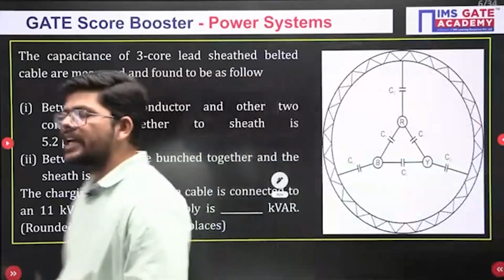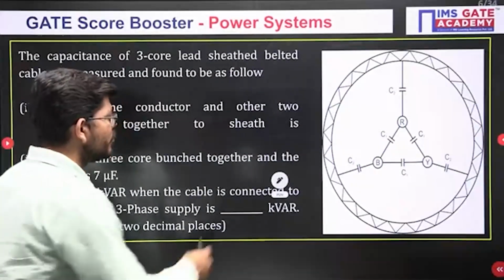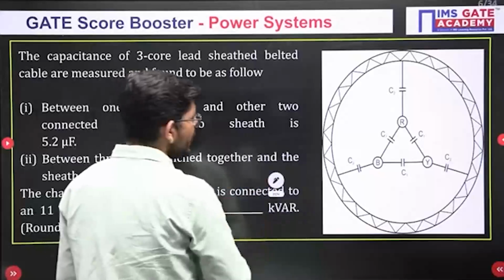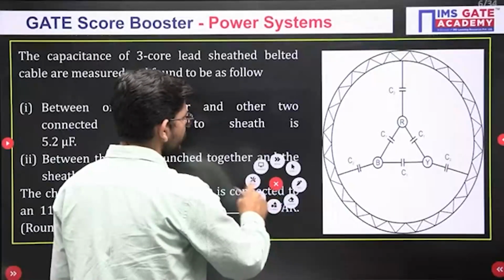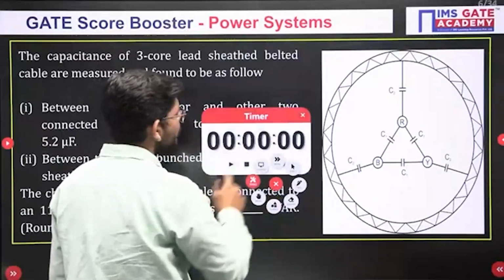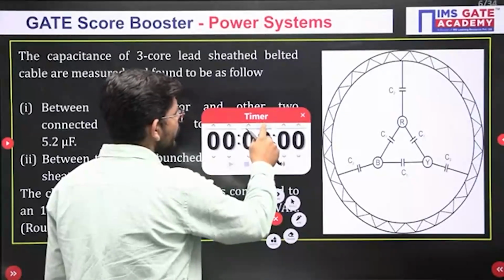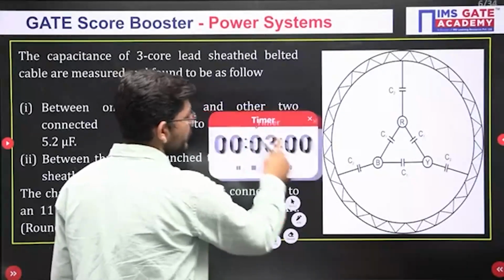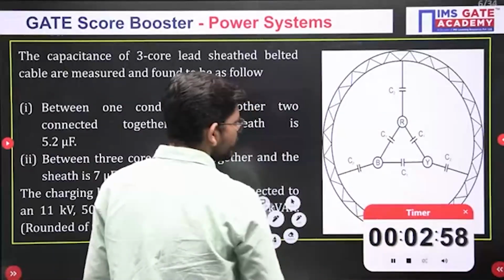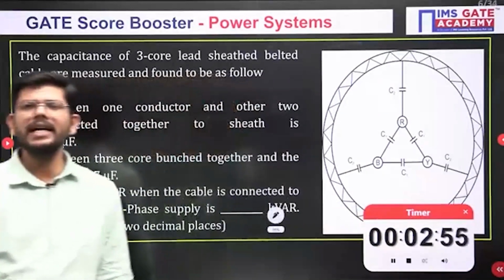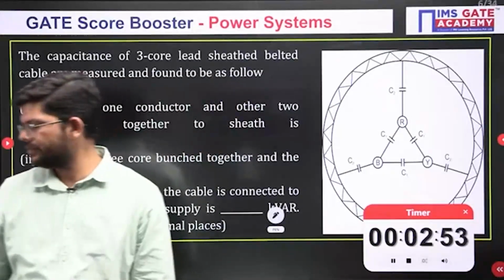Okay, the charging kVAR. So let me give you time for this question, and I am giving you more time for this question. Okay, this is a lengthy type of question, but be prepared. It is an easy one. You can surely get marks in this question. Okay, and it is manageable. So take your time, guys, and I need a correct answer for this question.